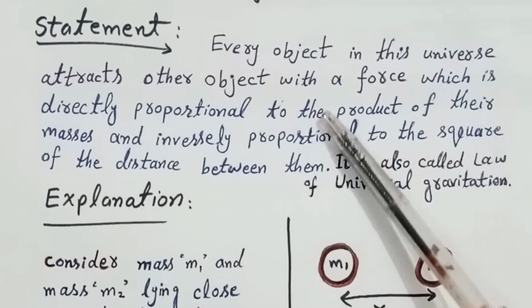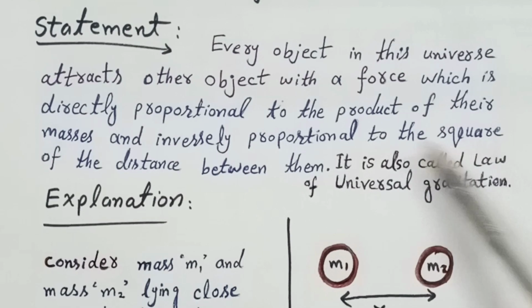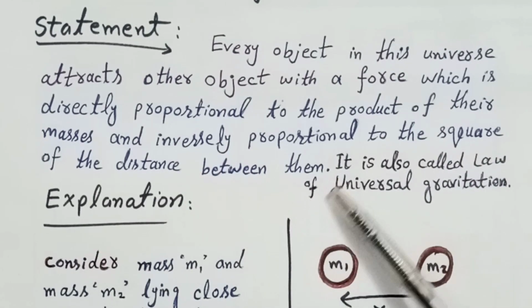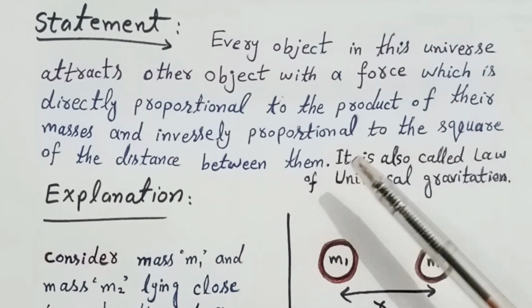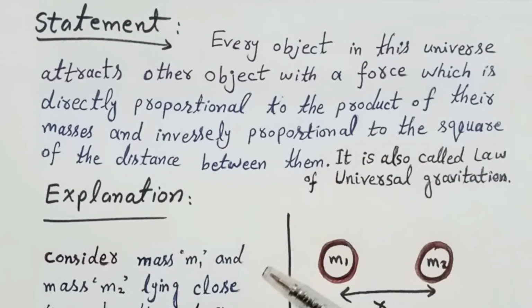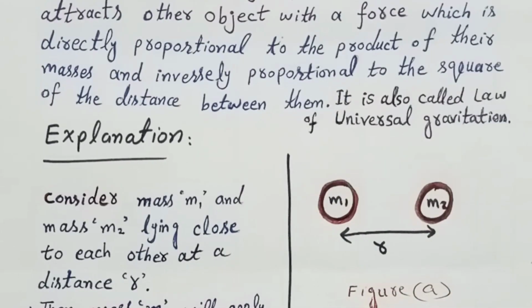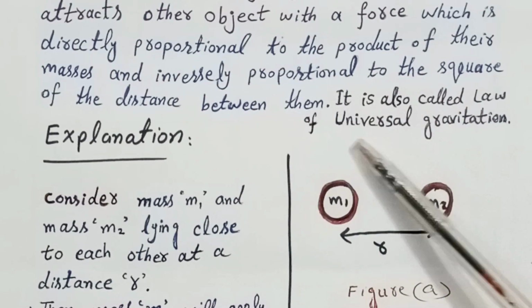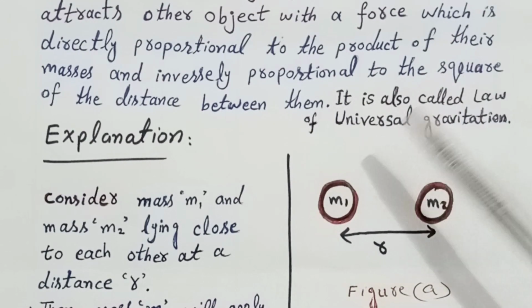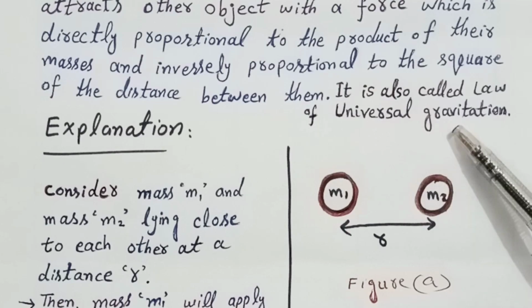That force is directly proportional to the product of their masses and inversely proportional to the square of the distance between them. After his research, after his work, he deduced this law. He said, in this universe, every object attracts other objects with a force which is directly proportional to the product of their masses and inversely proportional to the square of the distance between them. It is called the law of universal gravitation. It is applicable everywhere in the world or whole universe. That's why it is called the universal law of gravitation.